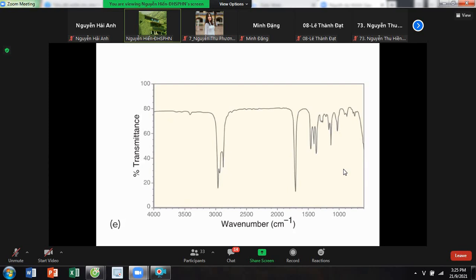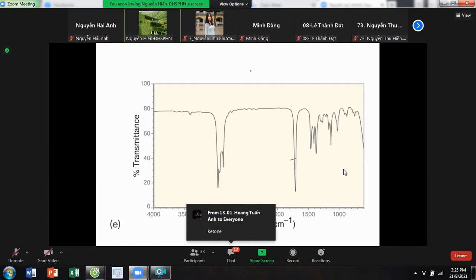What is this? So what I'm looking for are cues. Yes. Yes. Ketone. Thank you.